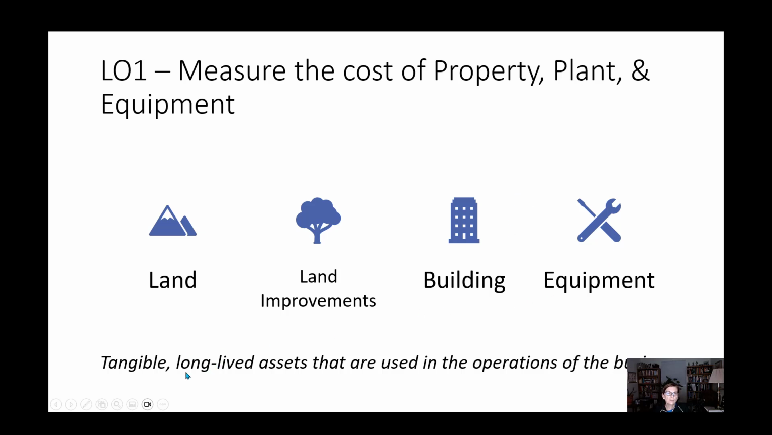So these are tangible, long-lived assets. They have to be used in the operations of the business to be considered property, plant, and equipment. So for example, if the company had land and the land was held for an investment as opposed to maybe housing a building on it where they did operations, then you would not include that in property, plant, and equipment. That would be an investment.